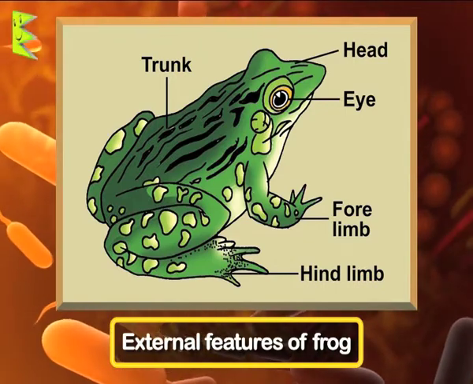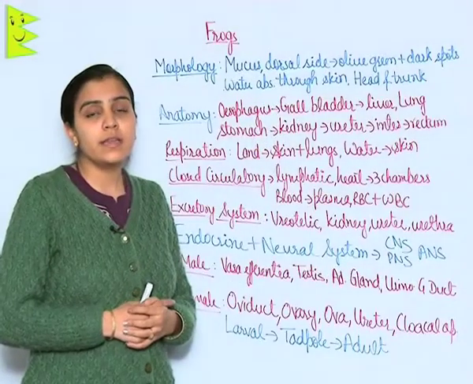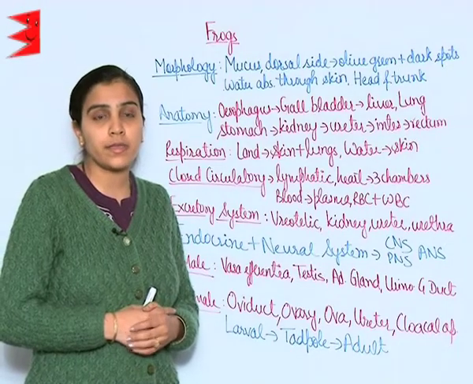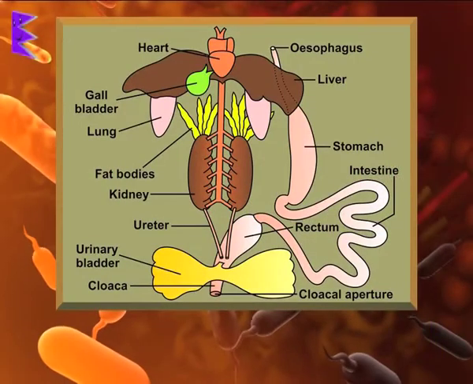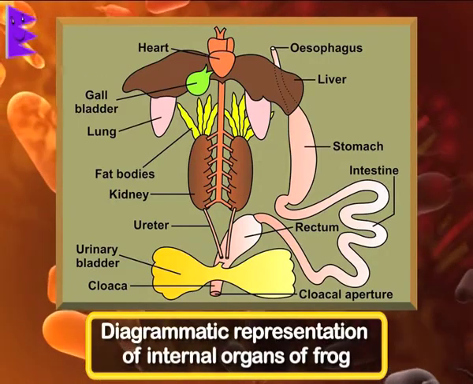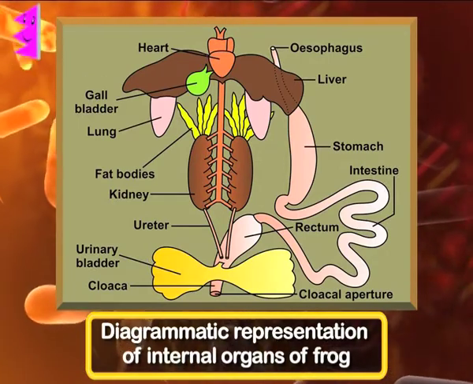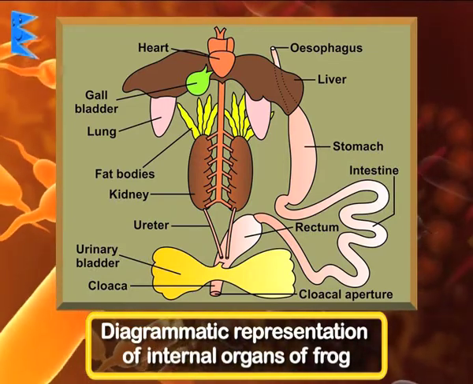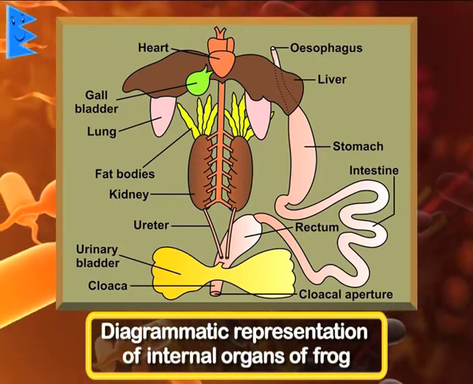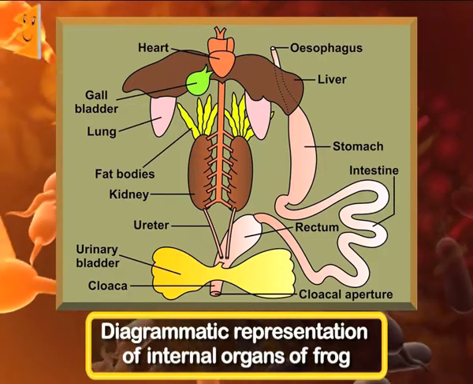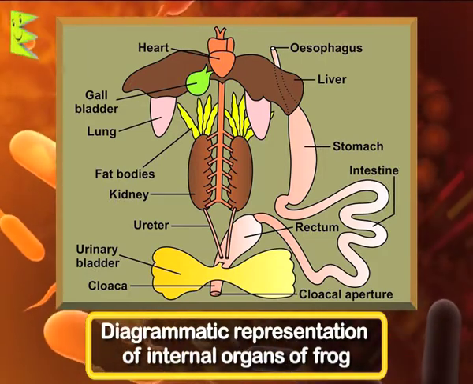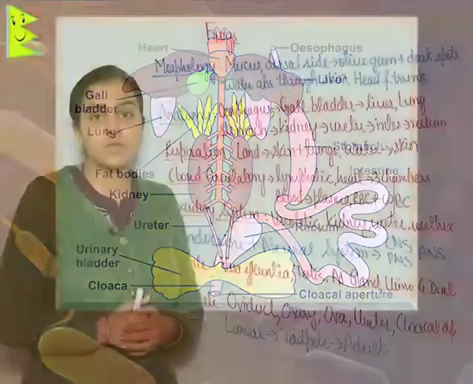Anatomy. Let us see the alimentary canal or the digestive system of the frog in the diagram. Esophagus, gallbladder, liver, lungs, stomach, kidney, ureter, intestine and rectum. The HCl and gastric juices from the stomach wall help in digestion. The digestive system is well developed.